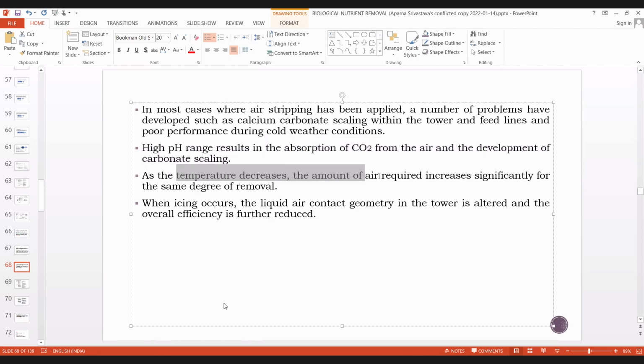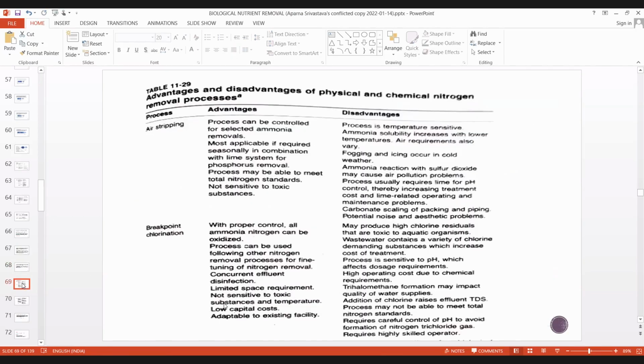As the temperature decreases, the amount of air required increases significantly for the same degree of removal. And if you need excess air, in that case you require more depth. And that again is one of the problematic things. When icing occurs, the liquid air contact geometry in the tower is altered and the overall efficiency is further reduced. That's why it is not popular.